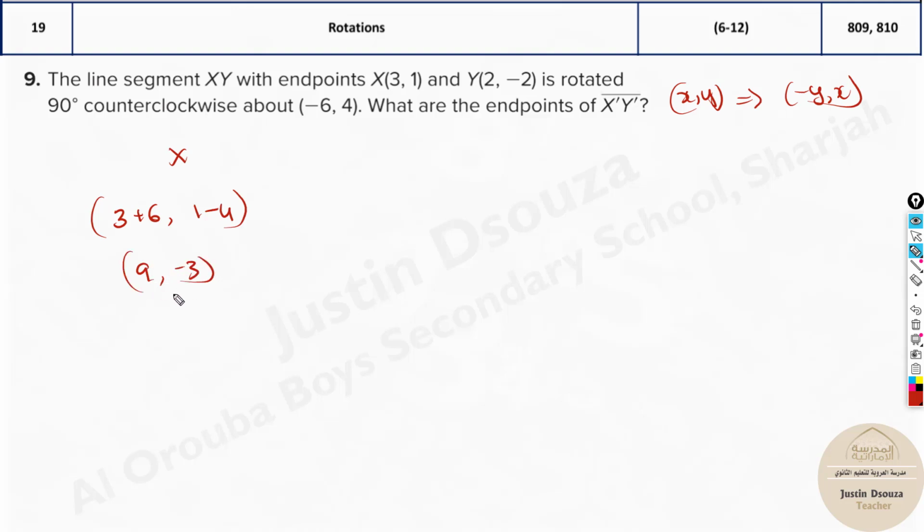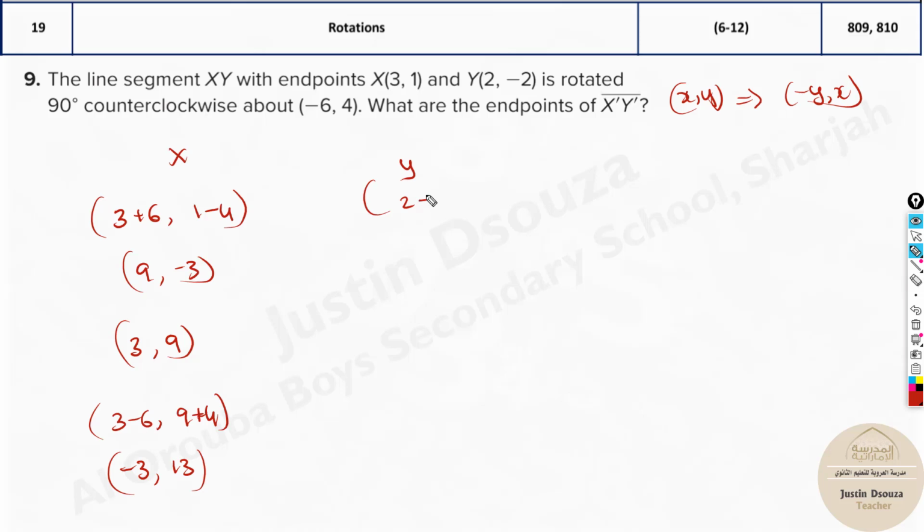Now rotate it around 90 degrees. Over here is the formula. It will be positive 3 and 9. And now add back the original point it is rotated about. So it will be 3 minus 6, comma 9 minus 4 plus 4 over here. So it will be negative 3 and we will have 13. So this is the first point X, and the same thing you need to do for Y.